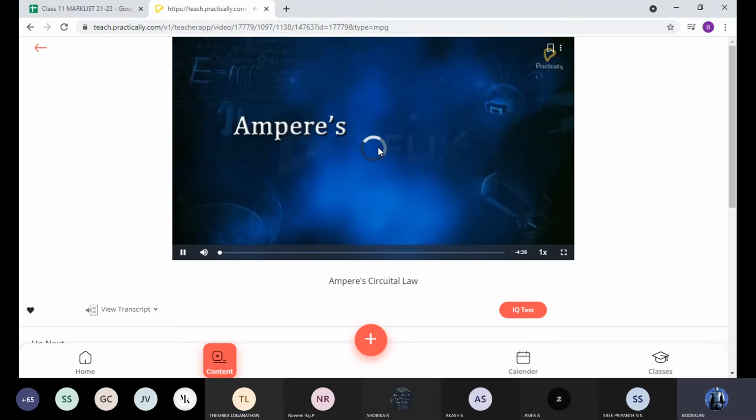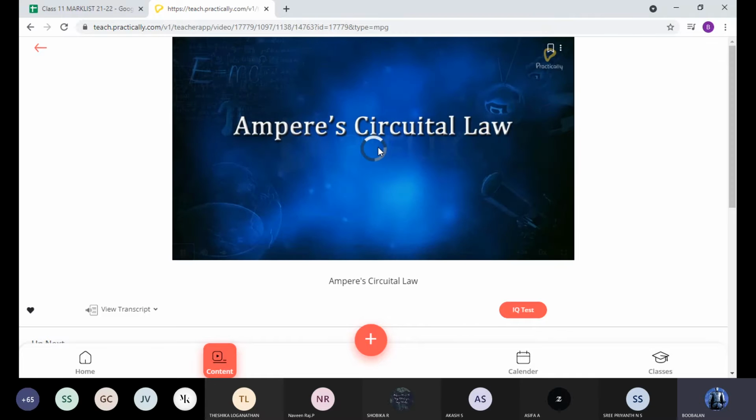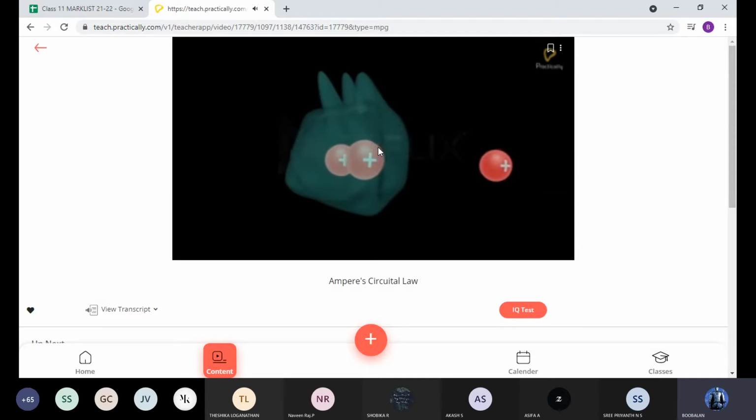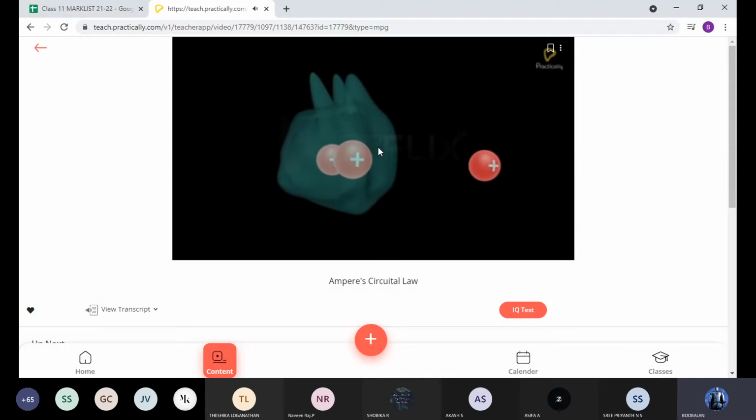Ampere's circuital law. Objective: to understand Ampere's circuital law. Ampere's circuital law in magnetostatics is analogous to Gauss's law in electrostatics.